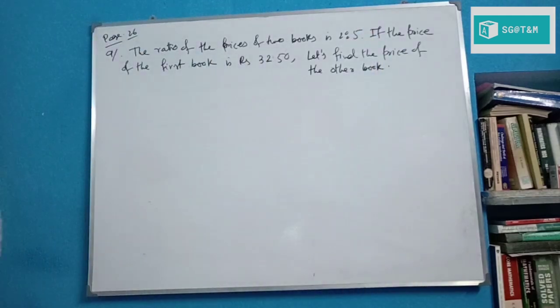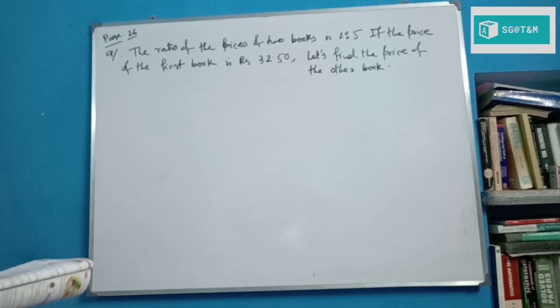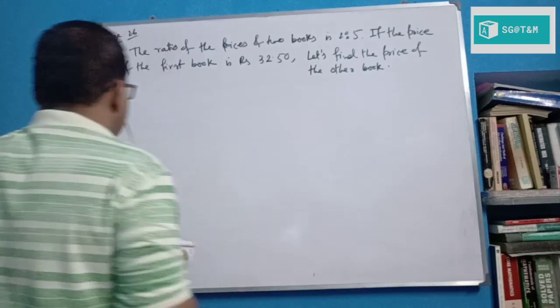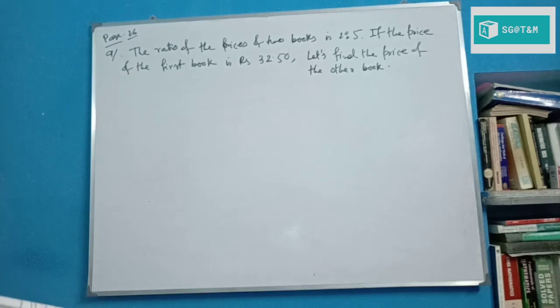Let's find the price of the other. I repeat, the ratio of prices of two books is 2:5. If the price of the first book is 32.50, then let's find the price of the other book. It can be found in a different way. Use the algebraic method or otherwise.